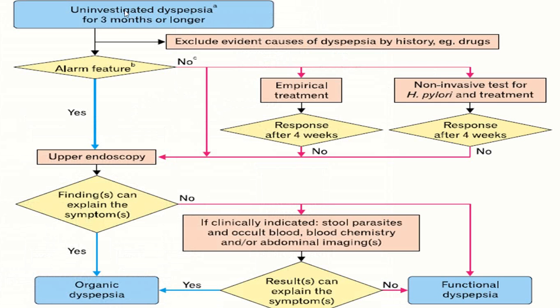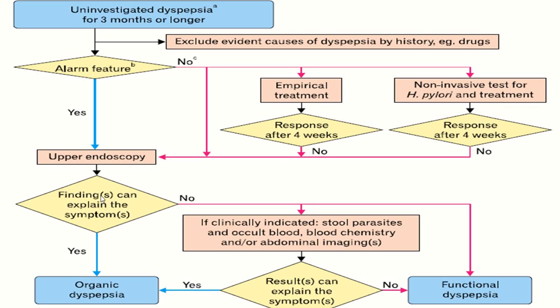So, for uninvestigated dyspepsia lasting more than 3 months or longer, exclude the causes of dyspepsia by history, like drugs, etc. If there are alarming features, go directly for an endoscopy. If there are no alarming features, then you can go for empiric treatment, and you can do a non-invasive test for H. pylori, and if the H. pylori test is positive, then give treatment for H. pylori. Check the empiric treatment response after 4 weeks. If there is none, then you should go for upper GI endoscopy.